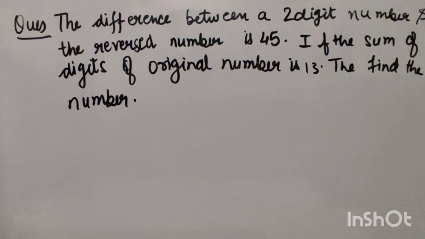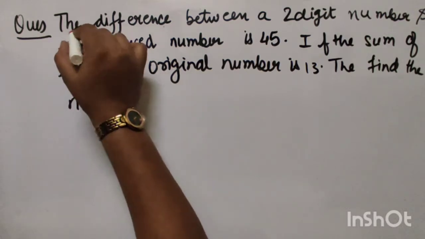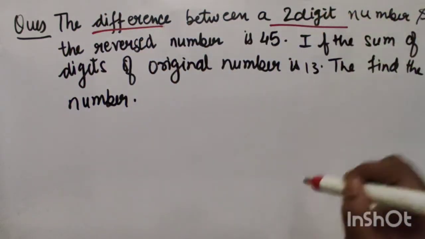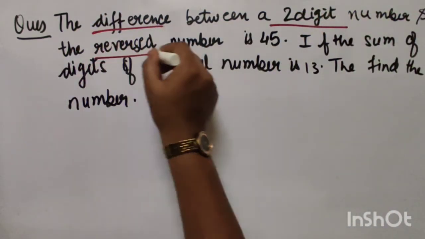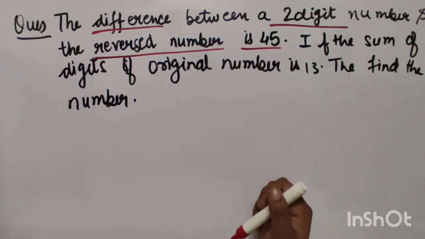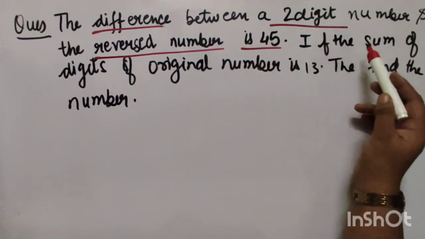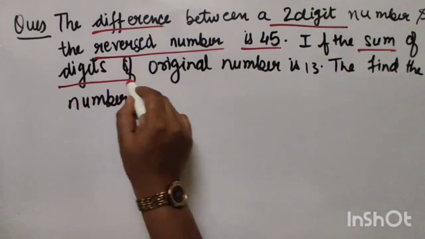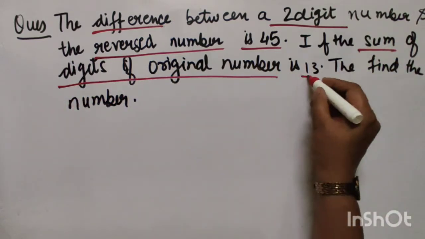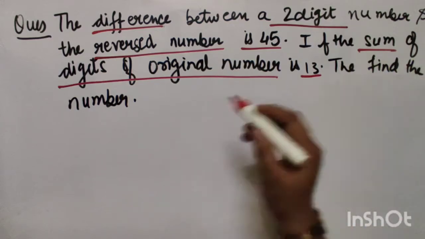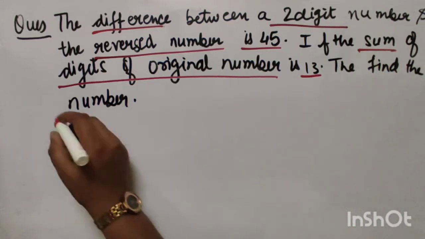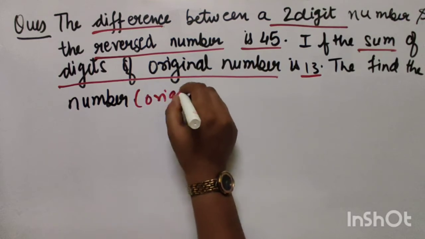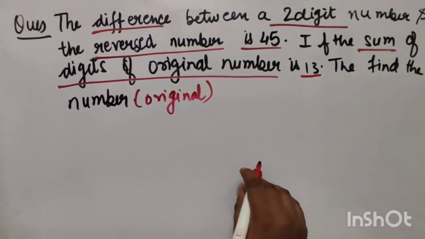Today we are going to discuss a very interesting question of the linear equation and you can see that question on your board. So let's read the question first. The question is about the difference between a two-digit number and the reversed number is 45, right? If the sum of the digits of the original number is 13, then we need to find out the number. Number means here we need to find out the original number, right?